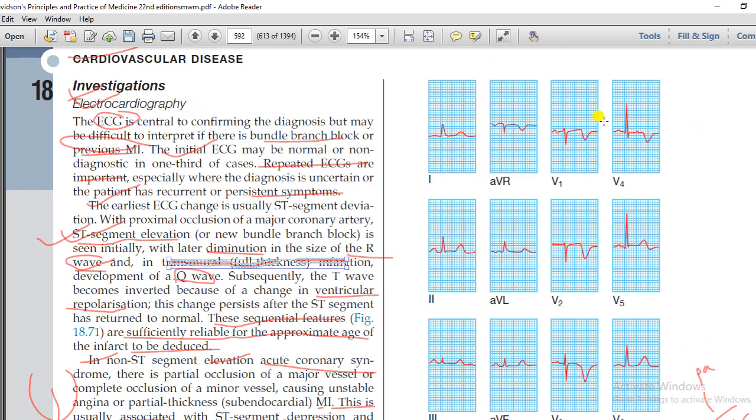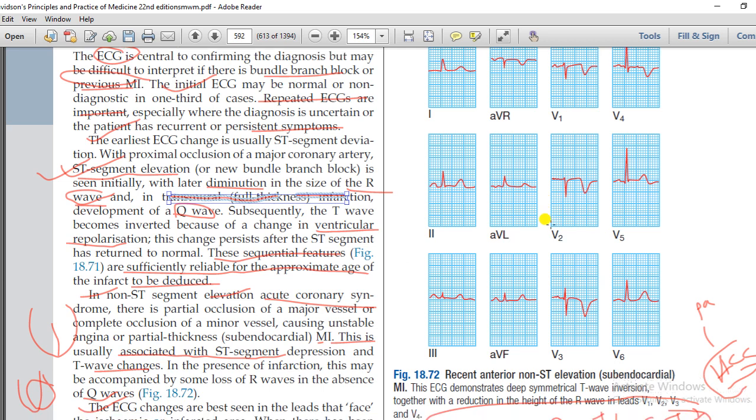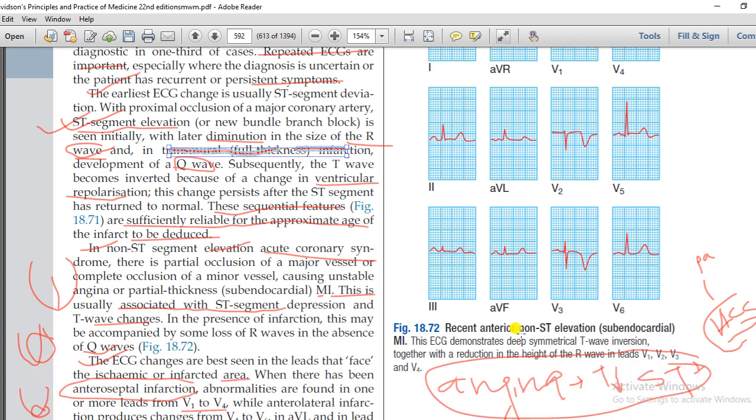Okay, here we have been given the different leads. Lead 1, lead AVR, that is present in the right hand. This lead is kept in the left hand. This is lead 2, this is lead 3, and this is V1, V4, V2, V5, V3, V6, and we'll be talking about it. Recent anterior non-ST elevation, subendocardial MI. So this is a case of subendocardial MI in which there is no ST elevation.